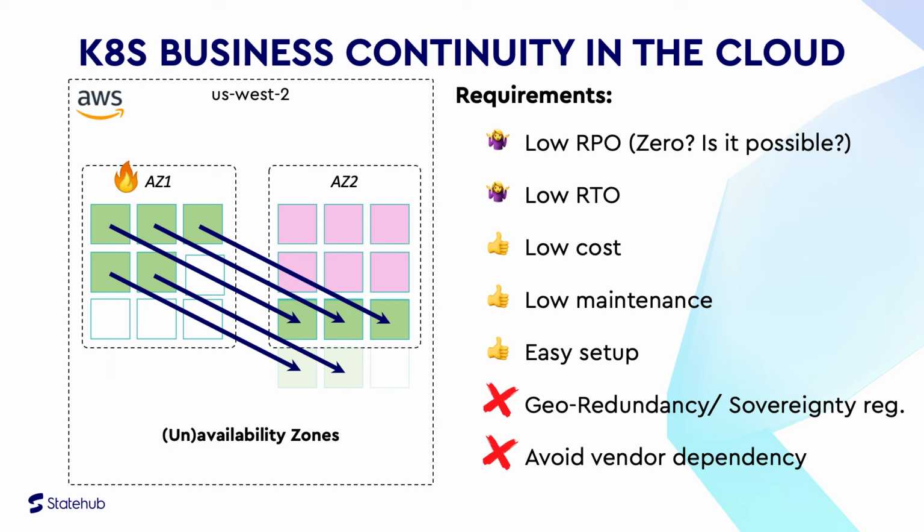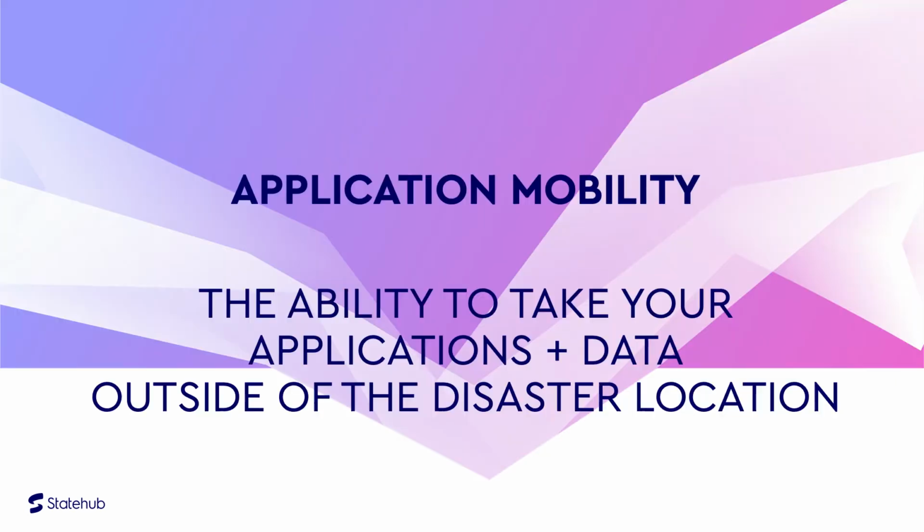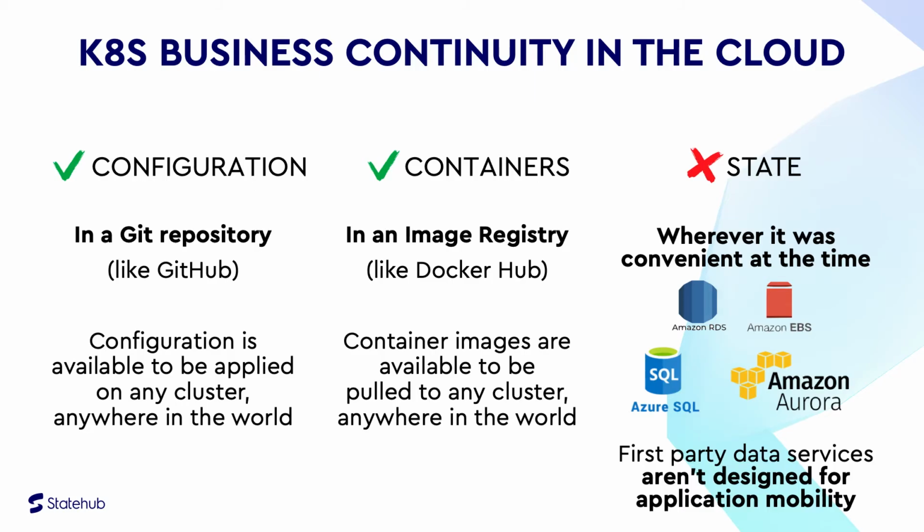Because as I said before, there's something that they're not designed for. And that thing is application mobility, the ability to take your application and data outside of the disaster location. Data services like RDS were extremely convenient a few years ago because they saved you a lot of trouble installing and maintaining services and operating systems that they ran on. But today, in the age of Kubernetes, they can all be deployed with a Helm chart, and then you got yourself your very own database as a service.